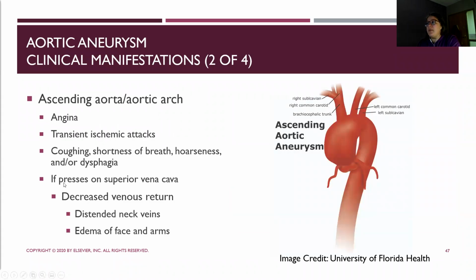So the ascending aortic aneurysm comes right off of, this is the aortic valve right here. Let me grab it. Just give me flat. All right. So this right here is the aortic valve leading right off of that left ventricle. So manifestations of an ascending aortic or aortic arch problem include chest pain, angina, TIAs. These people can develop coughing, shortness of breath, hoarseness, or dysphagia.